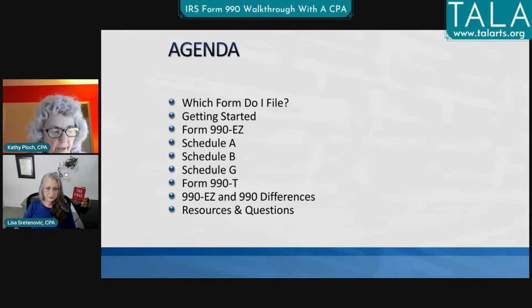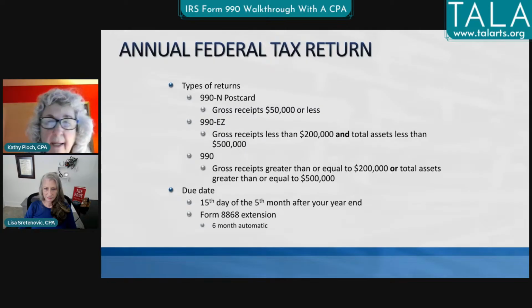Then we'll have the Form 990T, which probably most of you won't have, in the sense that that is for unrelated business income. We'll talk about that pretty briefly. And then I want to quickly see the difference between the 990 EZ and the 990, what I call the full-blown 990. And so we will go ahead and get started doing that.